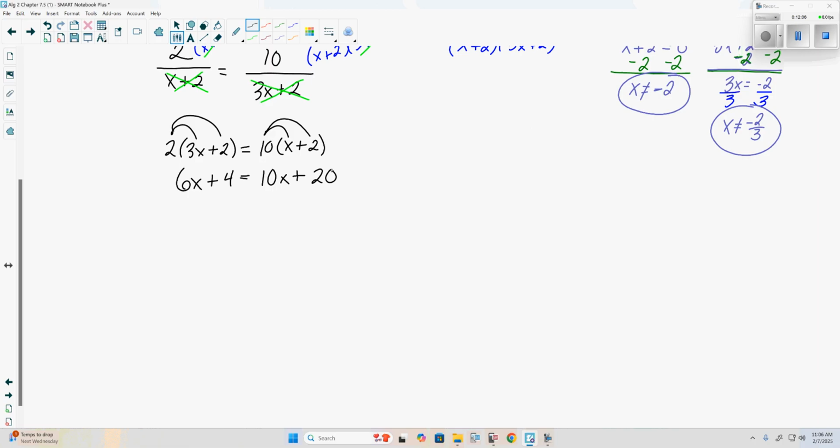Questions on this here? What can we do next? Yes. We can subtract 4 from both sides, telling us that 6x is equal to 10x plus 16.